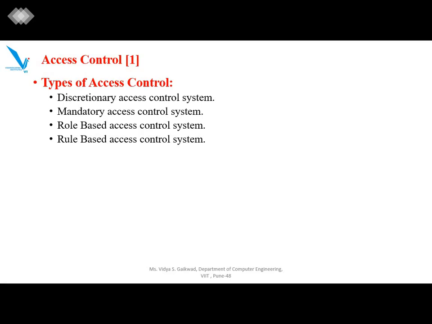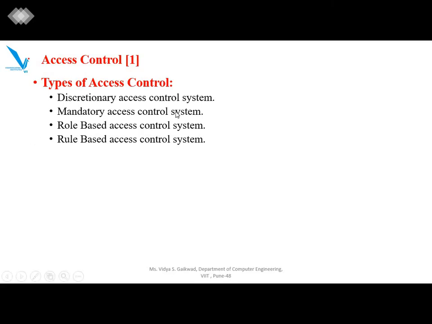In this, the owner of the information has the right to decide who can read, write, and execute the information. Using this, users can create and modify files in their own directories. If I have created one file, I am the owner of that file. I will decide who can read my file, who can write, that means who can modify or update, and who can execute the information in that file, right?